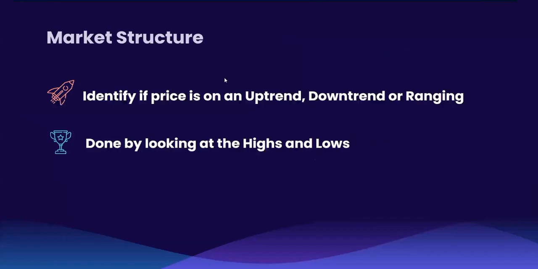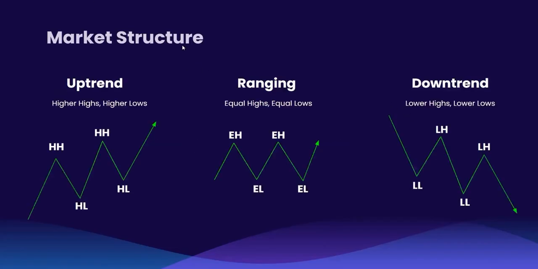So, very fast, what is market structure or what do we use market structure for? We use market structure to identify if price is on an uptrend, downtrend, or ranging. We do this by looking at the highs and lows and if price is breaking them. Again, very basic knowledge. You should know what uptrend, downtrend, or ranging price scenarios are, but still we're going to go over them.